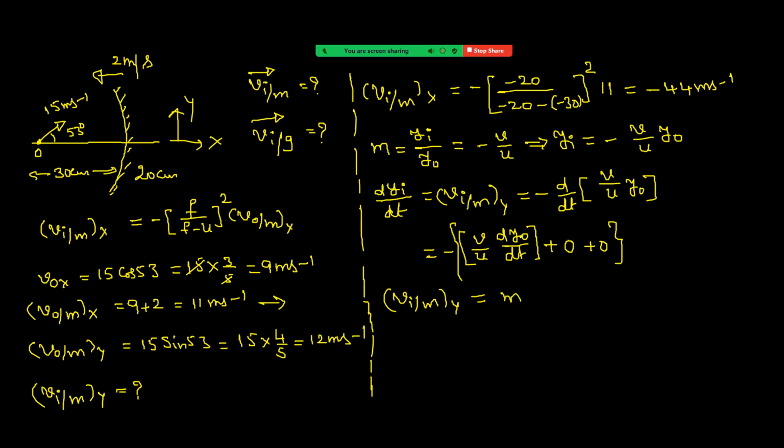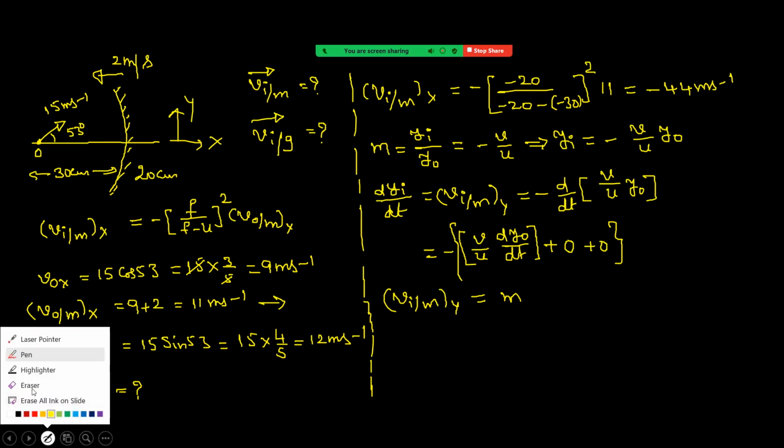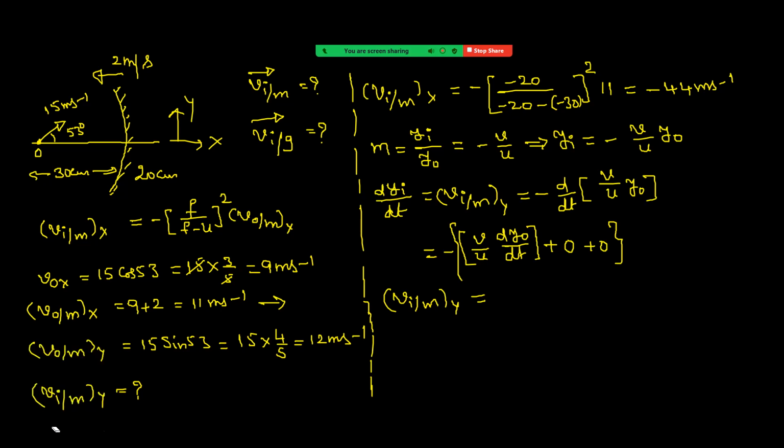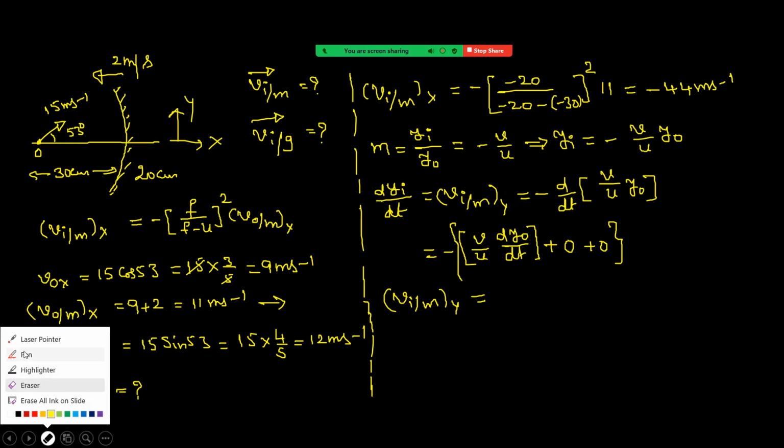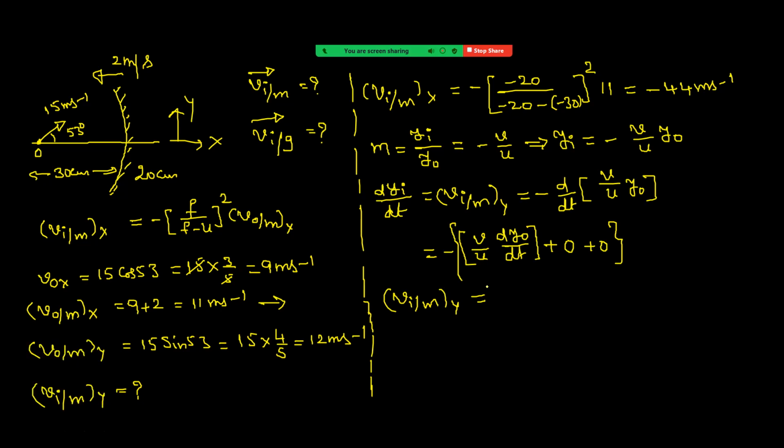Next, dy naught by dt. This is nothing but the y component of velocity of object. And that is how much we're having here? It is 12, right? Then see what we get here. Coming to here, do one thing, substitute values in this. Substitute values here. dy by dt, we are having minus already outside, v by u, dy naught by dt.